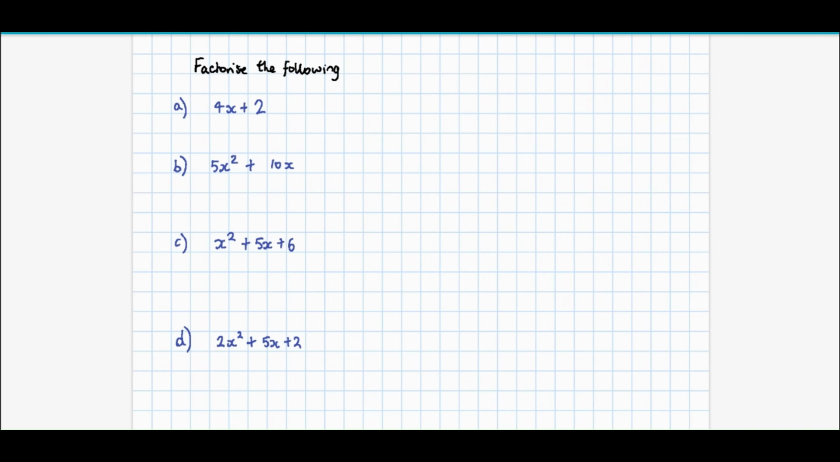So for this next thing, we're going to be looking at factorising. Factorising is where you split up something into 2 or more different things which times to make the original number. So for this first one, we've got 4x plus 2.